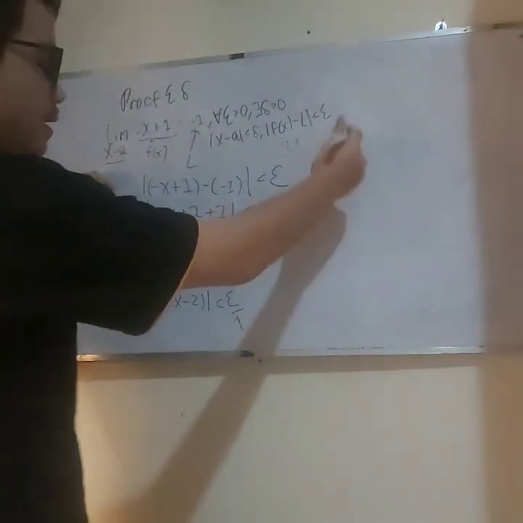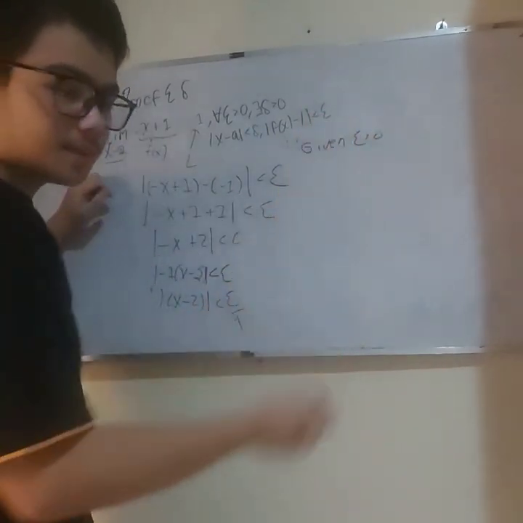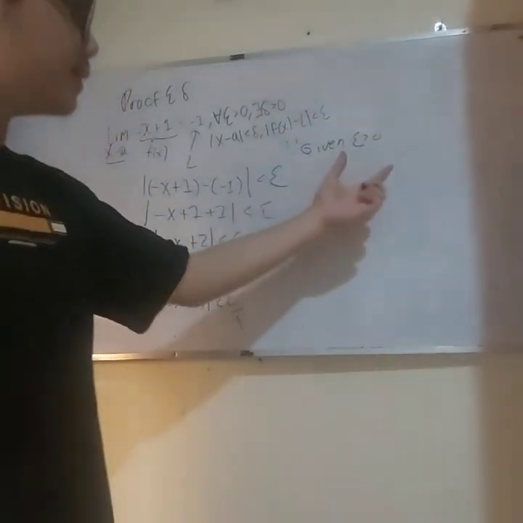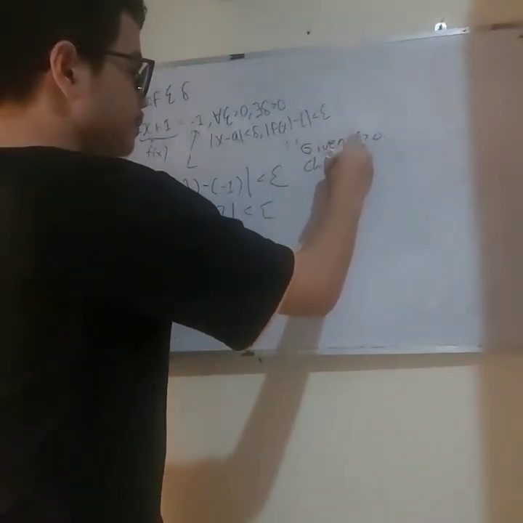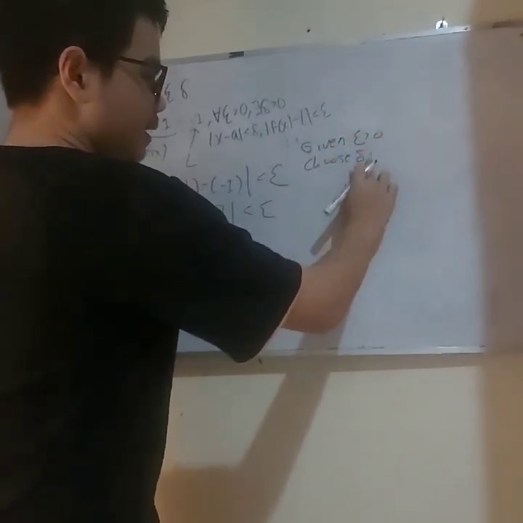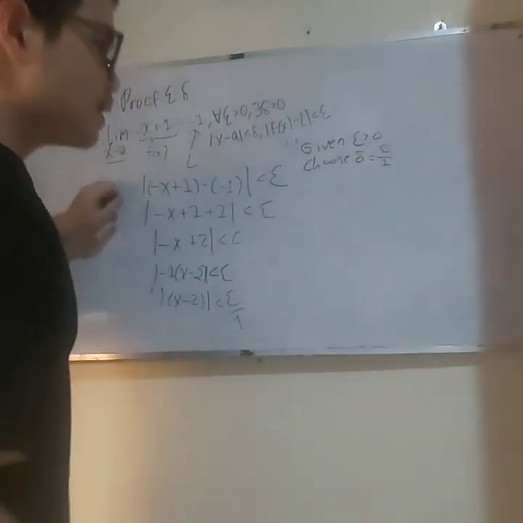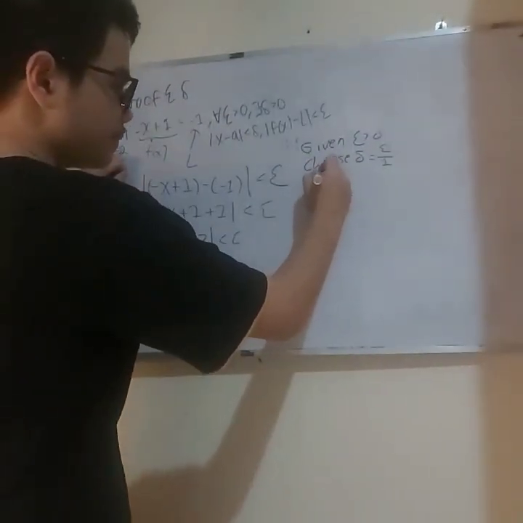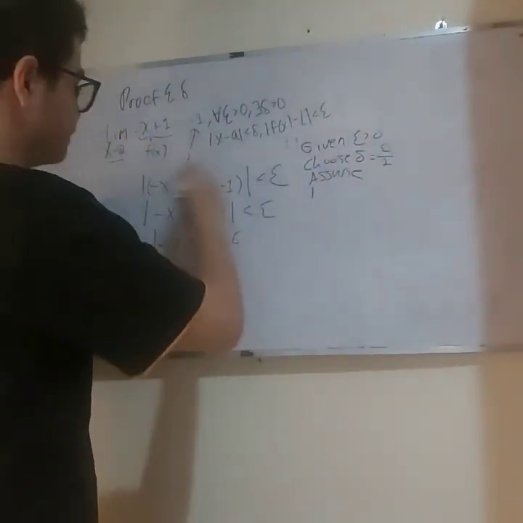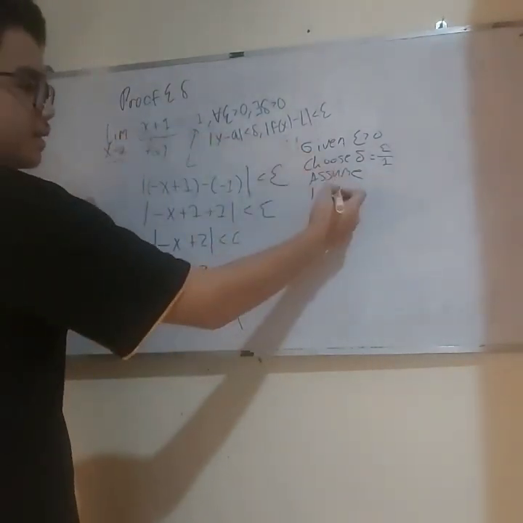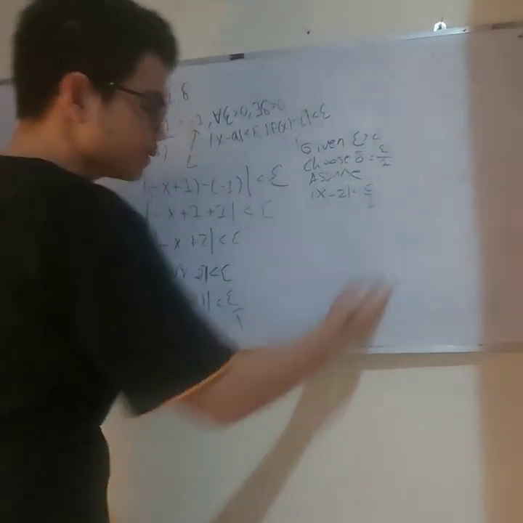Hence, given epsilon greater than 0, we choose delta as epsilon over 1, or just epsilon. Then we assume that the absolute value of x minus 2 is less than epsilon over 1.